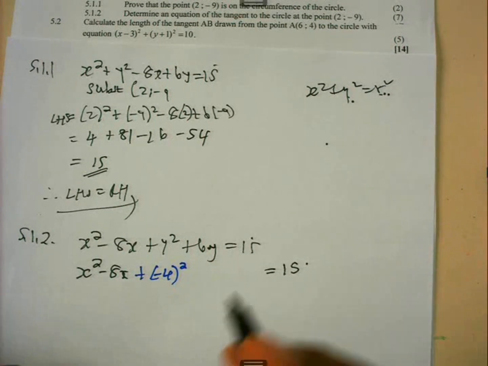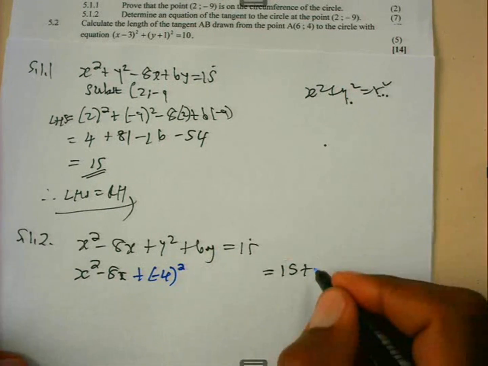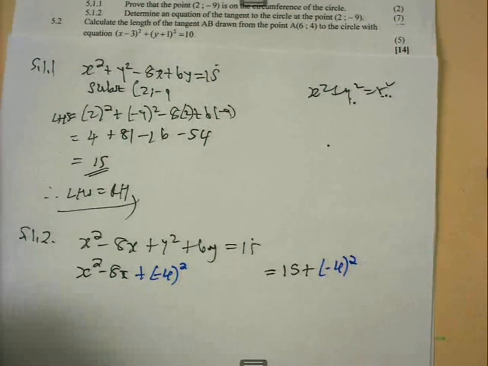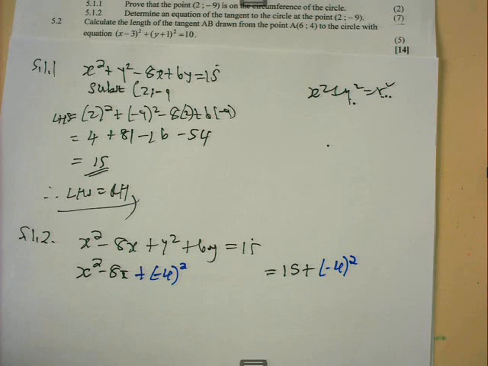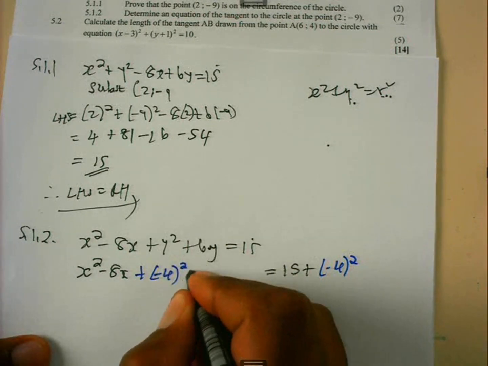Now, you must also add what? You must also add minus 4 on this side. Then you square it. Now, what do you do on the left? Remember, you must also do it on the right-hand side so that you don't change the equation.